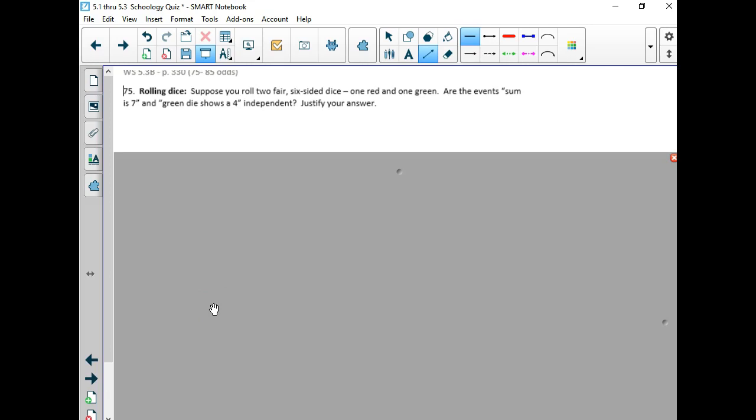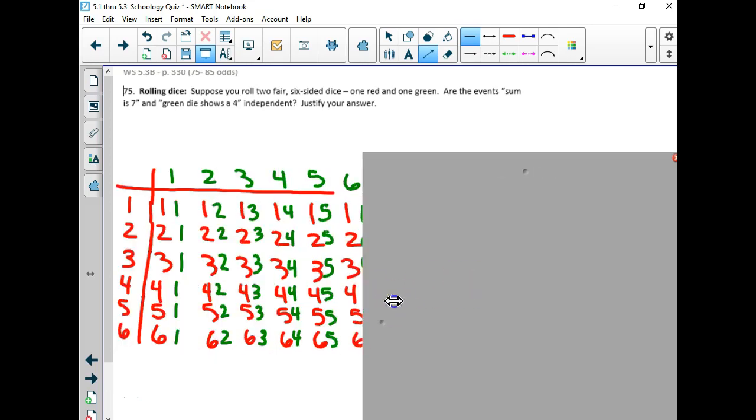Number 75, 5.3b, rolling dice, another dice one. You roll 2 fair 6-sided dice, 1 red and 1 green. Right away I'm going to read that and say, okay, what's my sample space? What's going on? And I'm going to fill that out. So I have my red dice outcome and my green dice outcome.